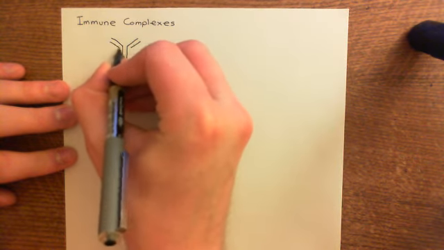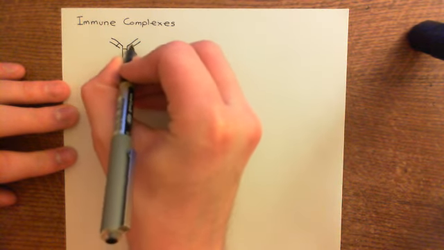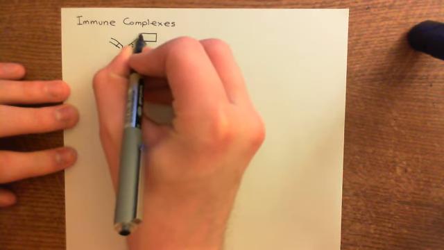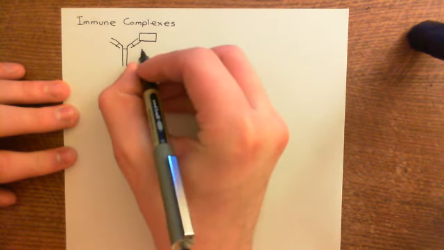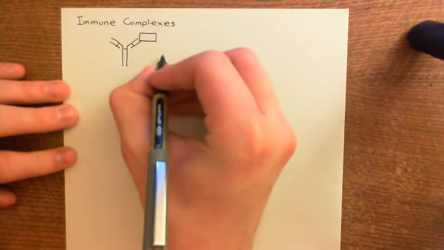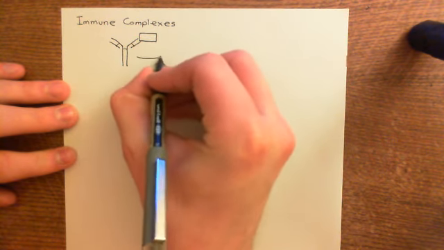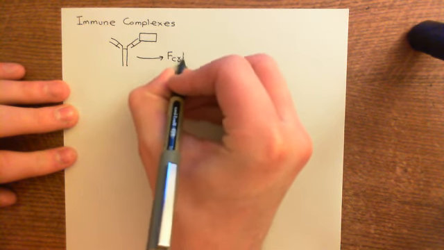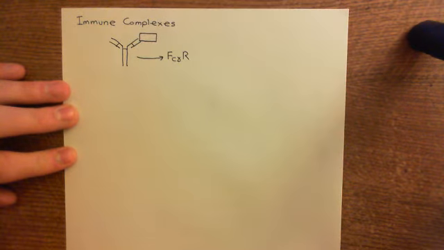Okay, so I'll show this here. Here is the anti-citrullinated fibrinogen antibody bound to the citrullinated fibrinogen. And this will then bind to Fc gamma receptors on the surface of the sentinel cells and therefore trigger a positive feedback of the acute inflammatory response.